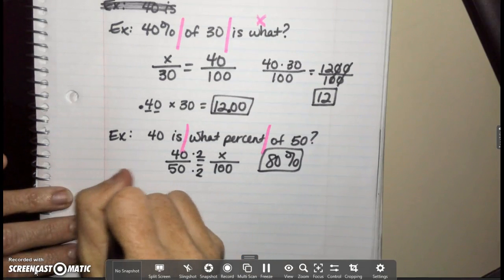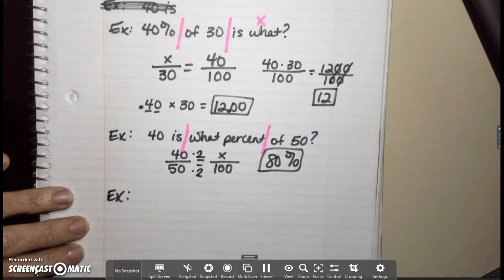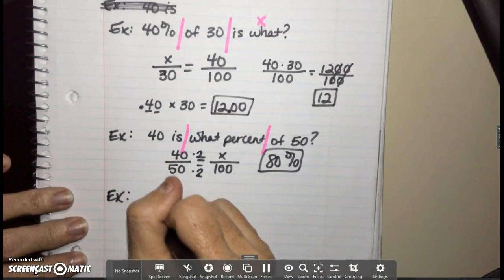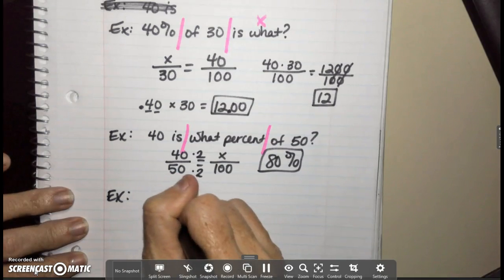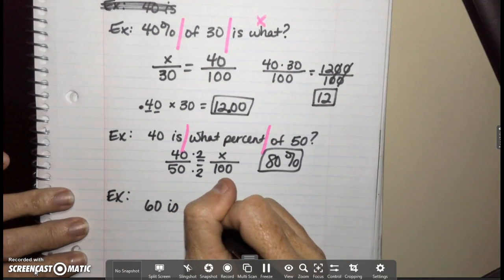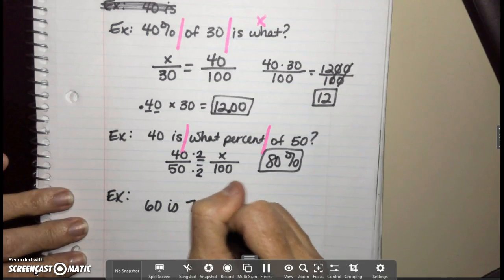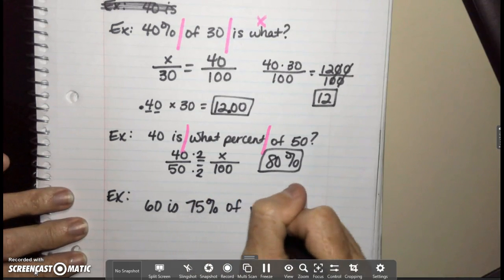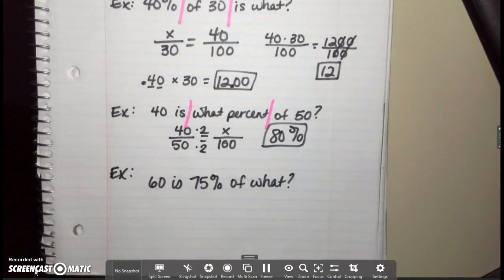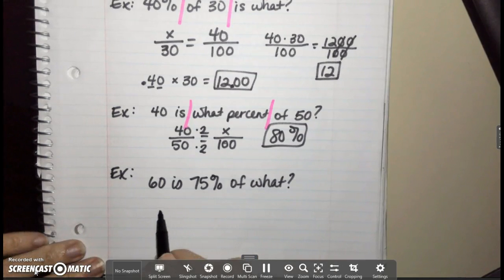Perfect. All right. So the last version of this is 60 is 75% of what? Yeah. Sorry, that's my little cursive S.